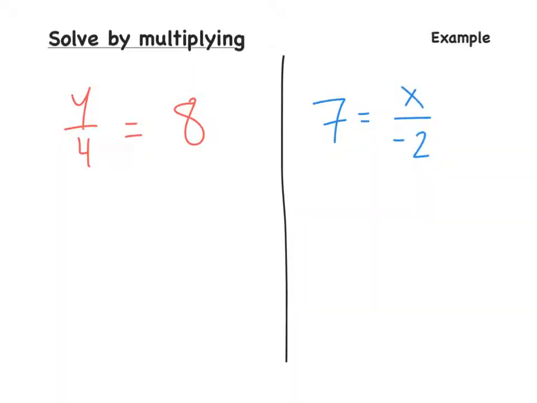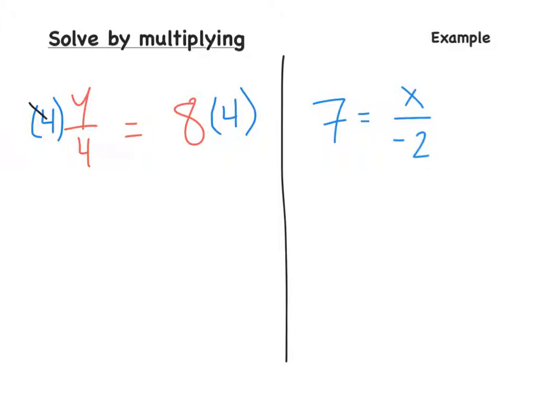Alright, now we're going to be solving by using some multiplying. So let's look at this first example that we have. We have y divided by 4 is equal to 8. Now, remember, what is the inverse operation of divided by? Since this line makes it a fraction, we read this as y divided by 4. So the opposite of divided by is to multiply. So we would multiply by 4 on the left. If we do that, we have to multiply by 4 on the right.